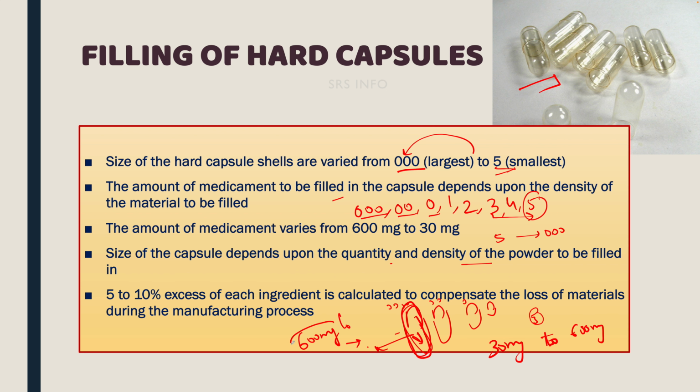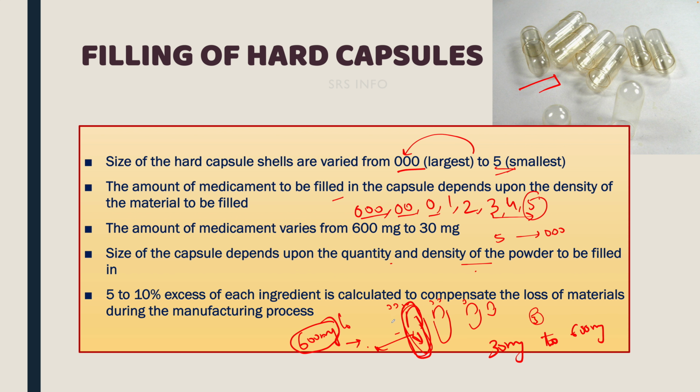Suppose the strength of the medicament is 600 mg, and it's a single dose to be taken in a day. So what is to be done? The 600 mg has to be filled in this capsule. So both the size of the capsule and the density of the medicament are directly proportional. Clear? The size of the capsule depends on the quantity and density of the powder to be filled in.